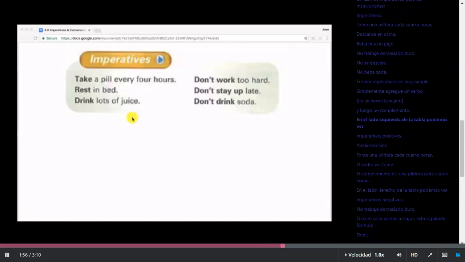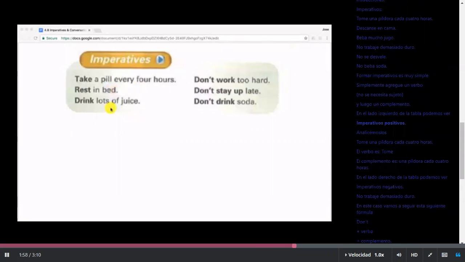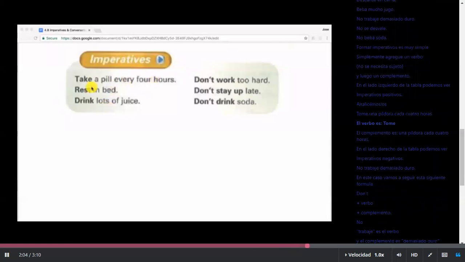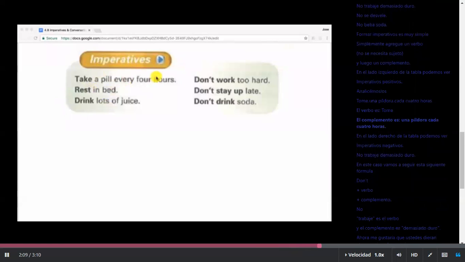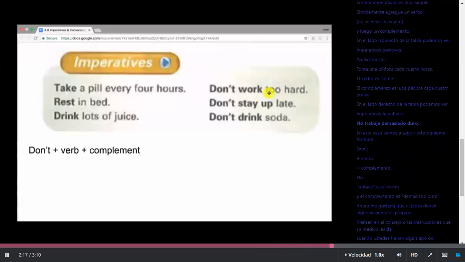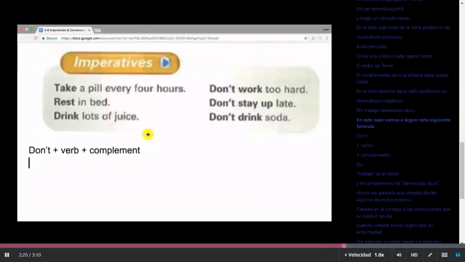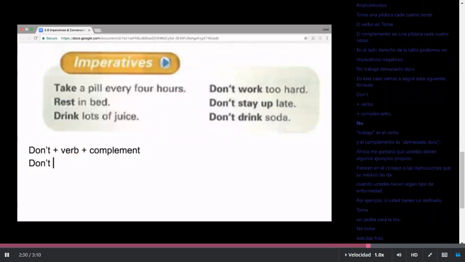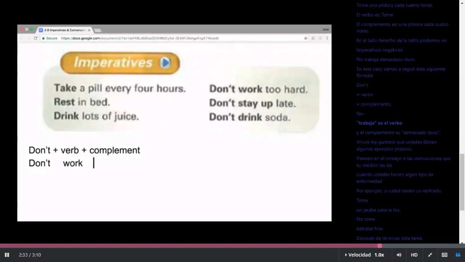On the left-hand side of the chart, we can see positive imperatives. Let's analyze them. Take a pill every 4 hours. The verb is take. The complement is a pill every 4 hours. On the right-hand side of the chart, you can see negative imperatives. Don't work too hard. In this case, we're going to follow this next formula. Don't plus verb plus complement. Don't, work is the verb and the complement too hard.